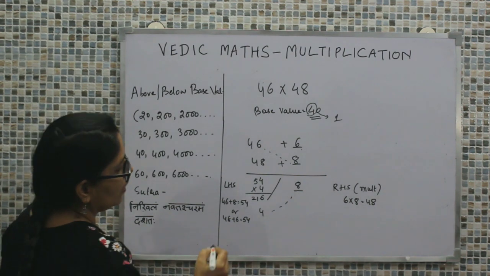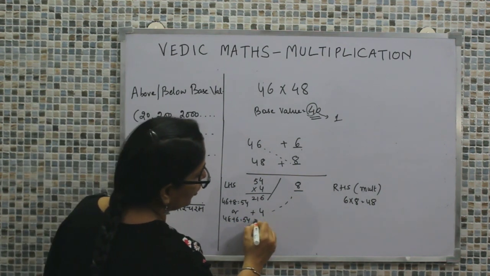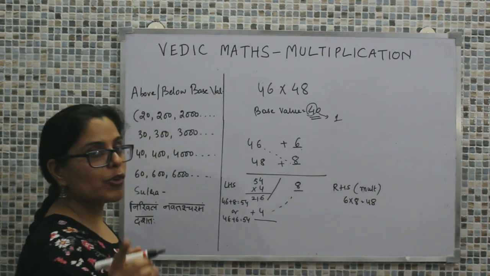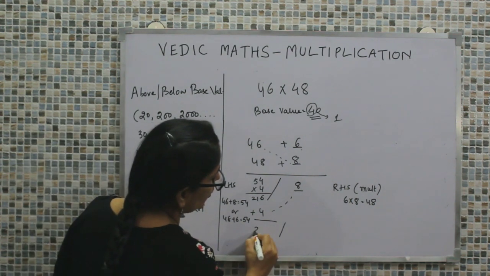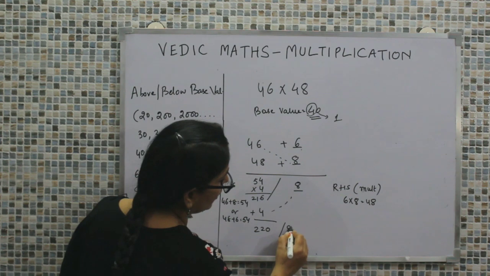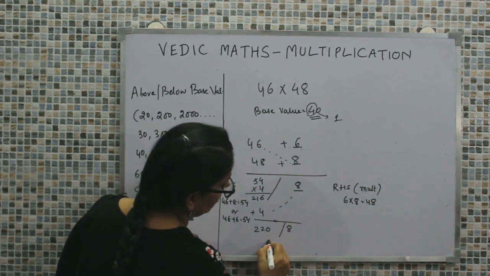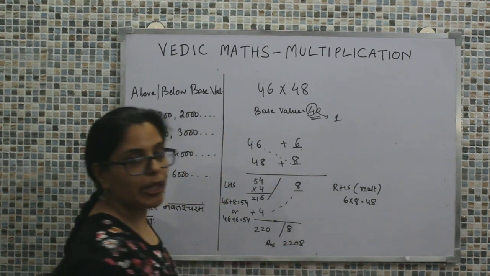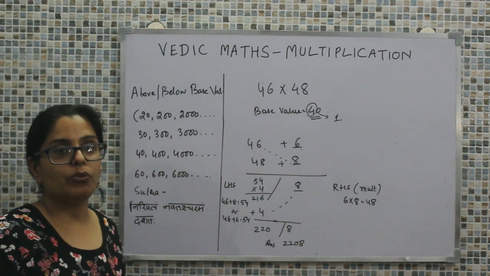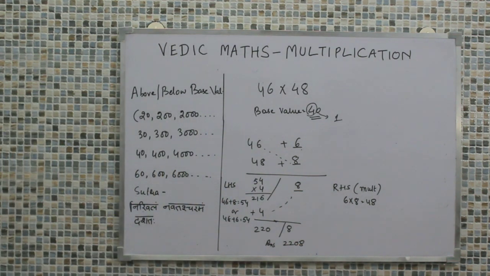and we get it as 216. Adding 4 to the LHS, which was obtained as the overflow from the RHS. So we have 220 and 8. Overall, when we write the answer, it is 2208. Let's verify this particular answer whether we have computed it right or not.